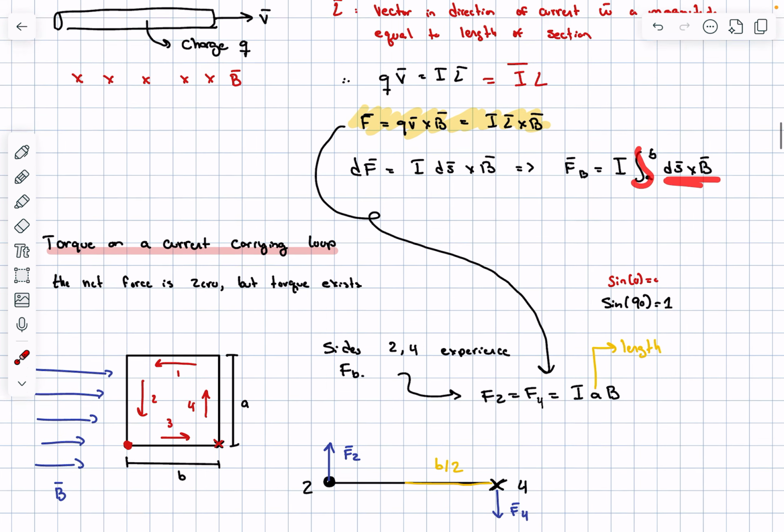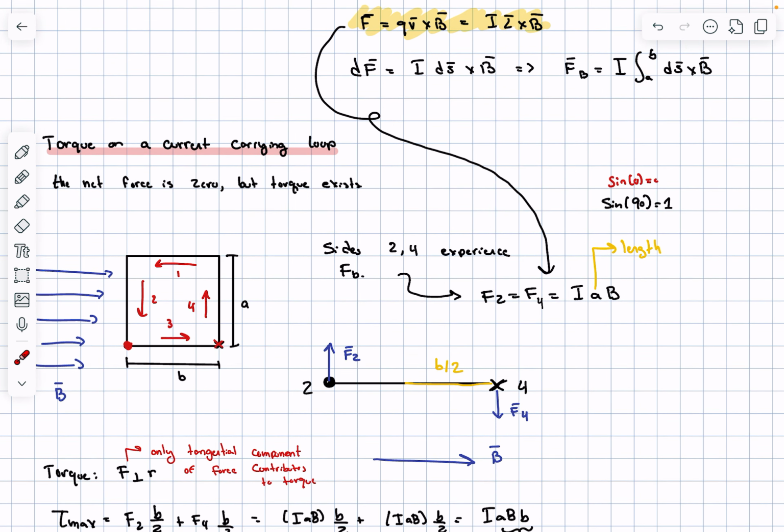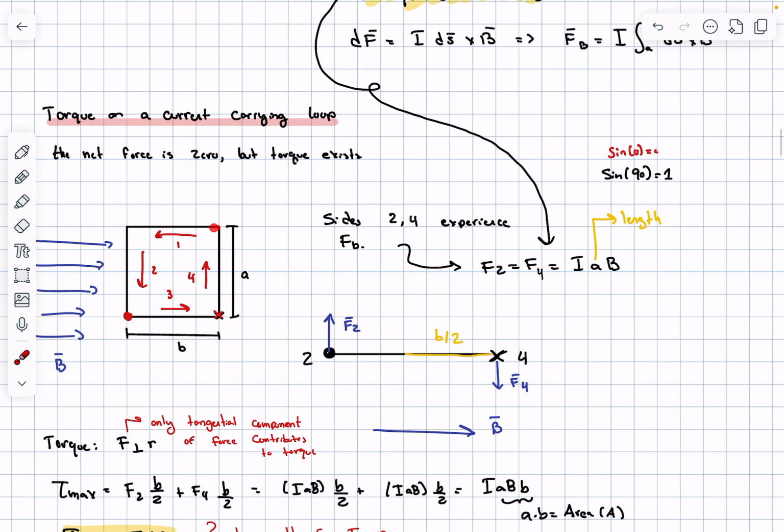We're now going to look at the torque on a current carrying loop. So here we have a loop, current's going in this direction down here. We have a magnetic field coming from the right. What we see is that the net force acting on this loop is 0.